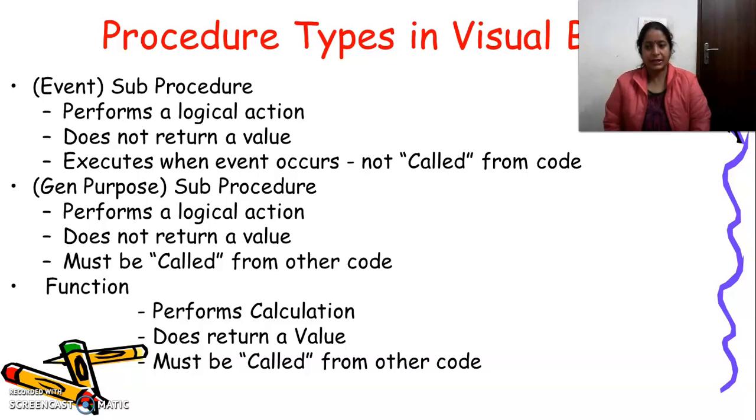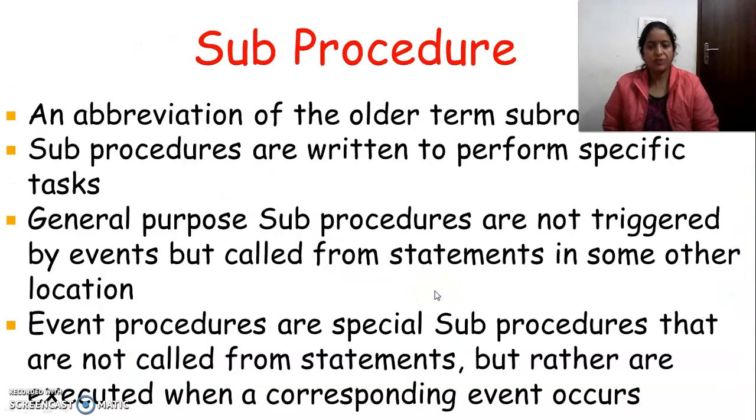The last variety or type of procedure is the function. A function is also like a procedure, but it does return a value. It performs a calculation. It also performs a logical action, and it must be called from other code like the general purpose sub-procedure. Now, first of all, we discuss in detail the sub-procedure.